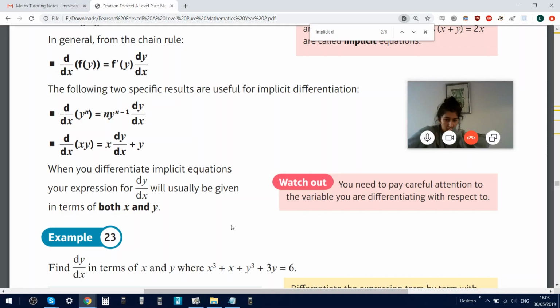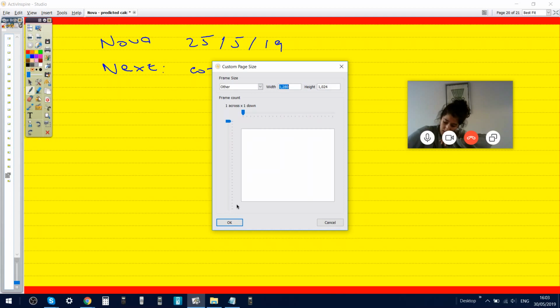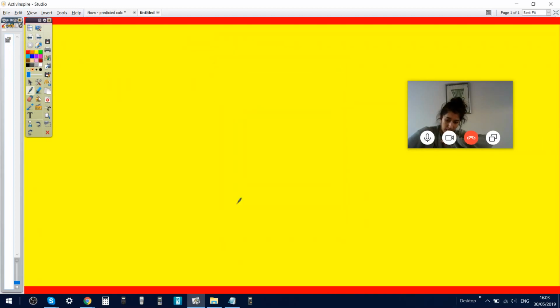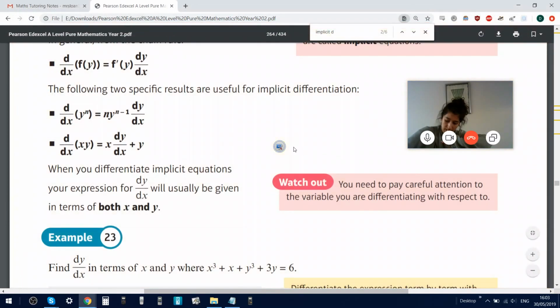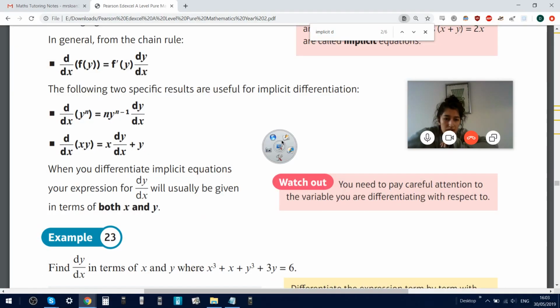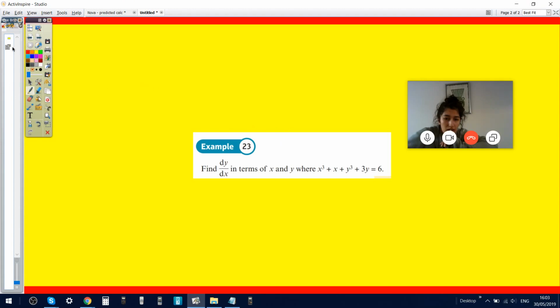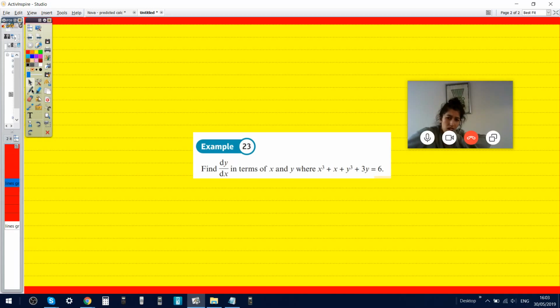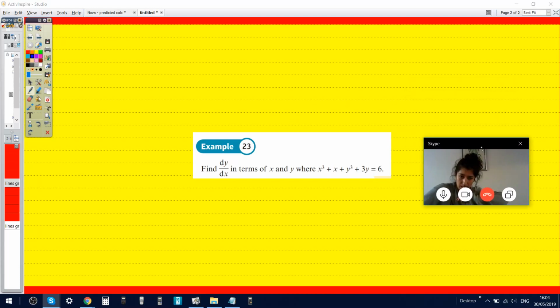Find dy over dx. Is it just like a normal differentiation, or do you have to do something? Oh, it's y cubed. So it's like 3x squared plus 1, and then 3y squared dy over dx, plus 3 dy over dx, equals 6. Oh wait, what happens to 6?